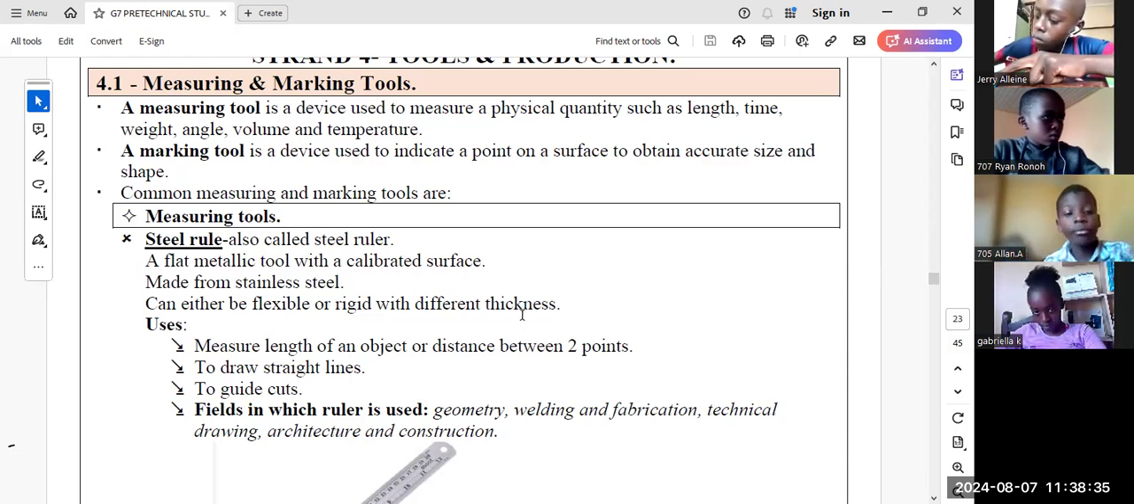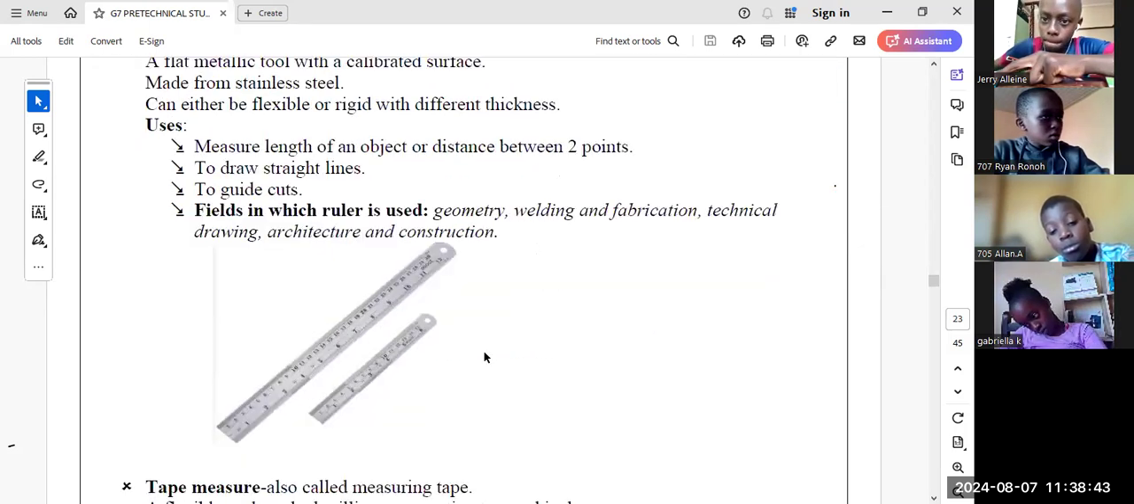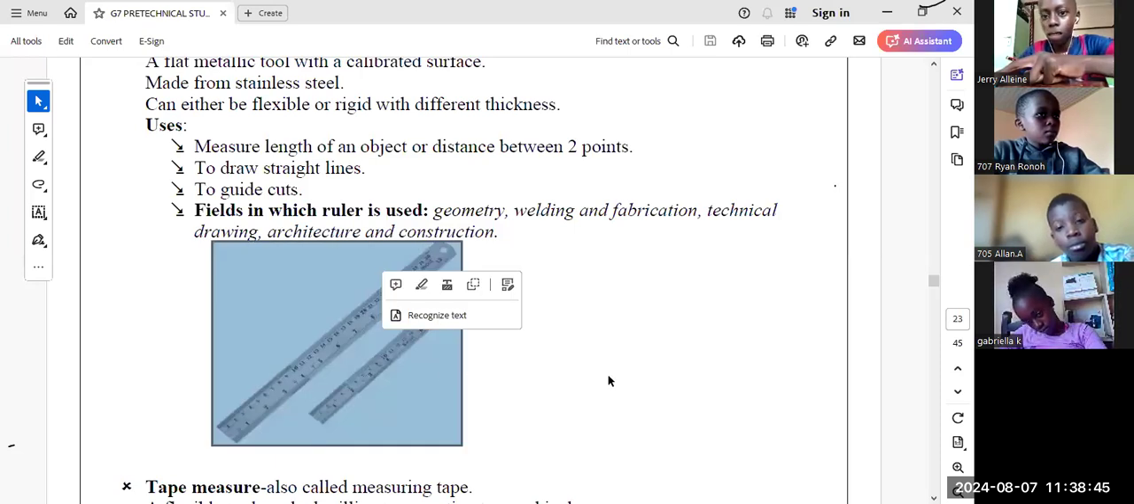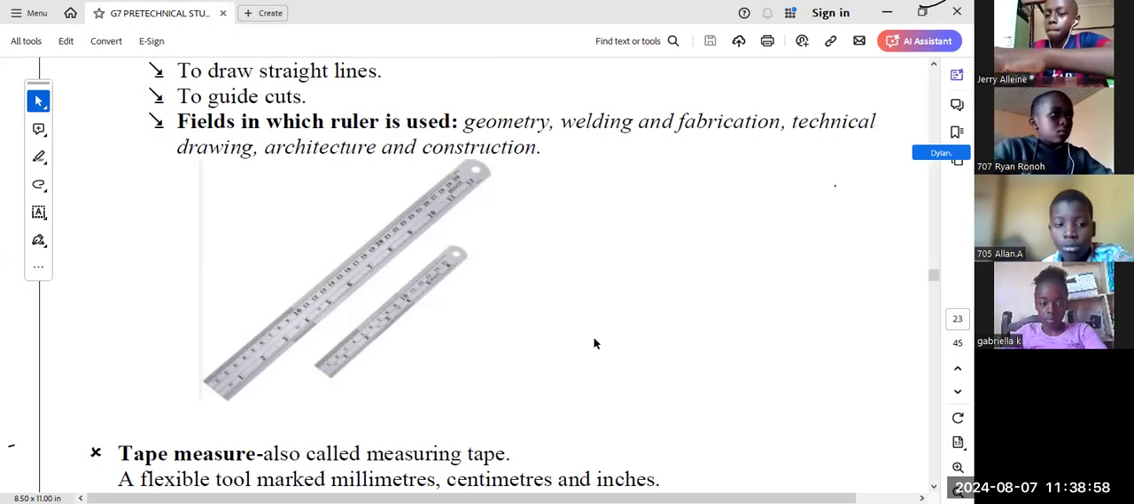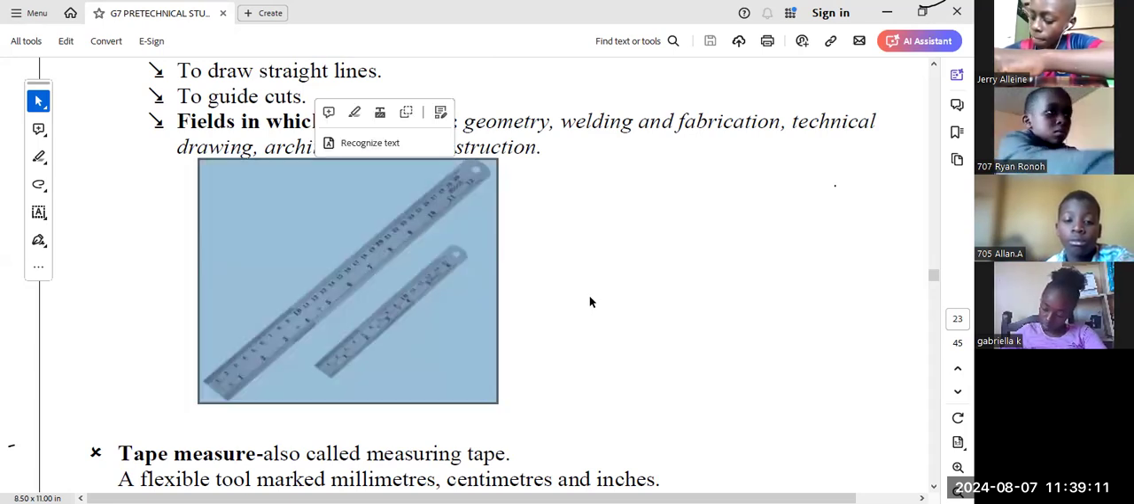Now, that is where we were last lesson, on Monday. Then we moved to the drawing. This one is the drawing of the steel rule. This can be drawn in an exam, and you're asked to identify the type of tool. You categorize it and you name it. So you say this one is a measuring tool and it is called a stainless steel ruler, or you can simply say it is a steel ruler, or a steel rule.